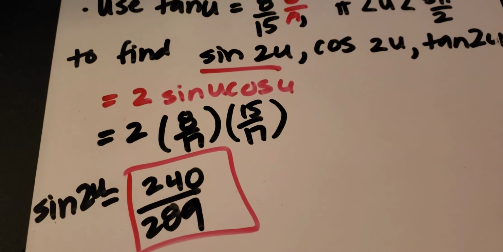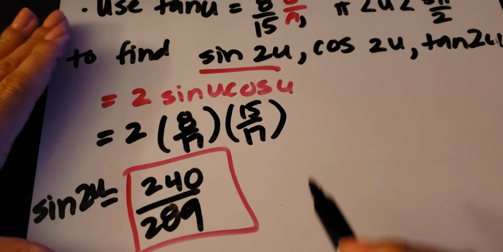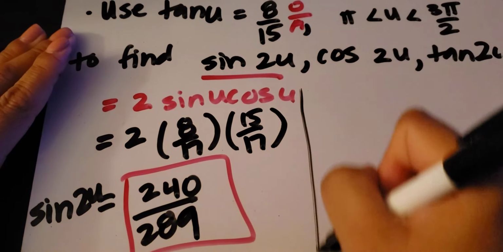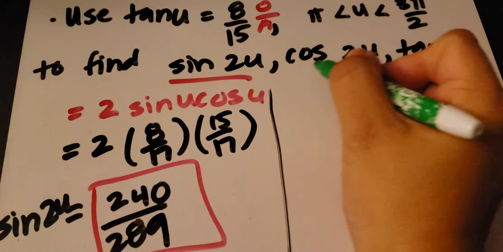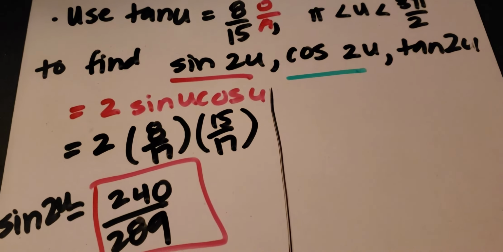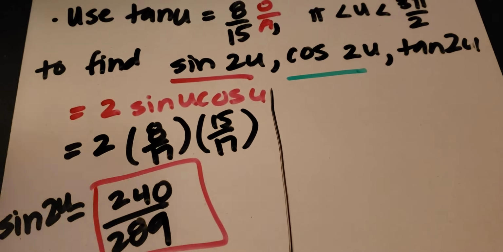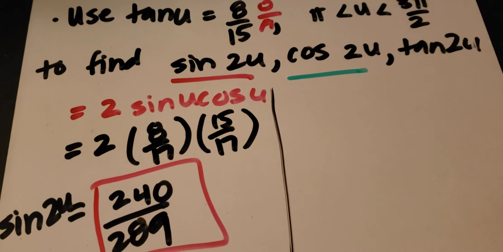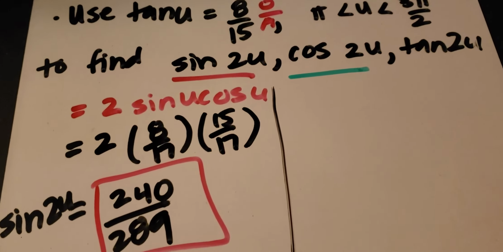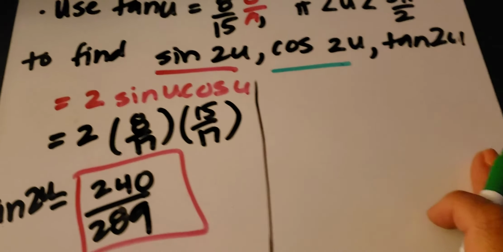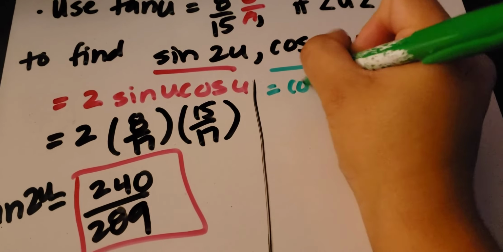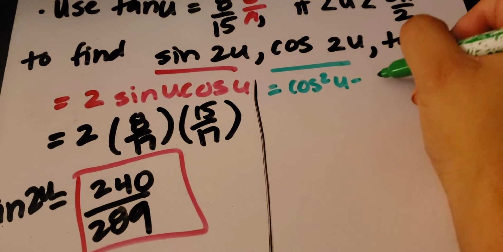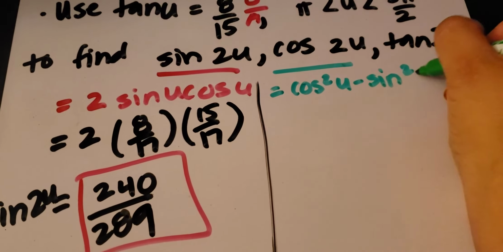Okay, awesome. So now we're going to move on to cosine of 2u, okay? So let me just draw a little line here. Okay, so moving on to cosine of 2u. So if you look at your double angle formulas, once again, remember you have 3 to choose from. To be honest, it's up to you which one you use. It does not matter, okay? So let's just go with the first one: cosine squared of u minus sine squared of u.